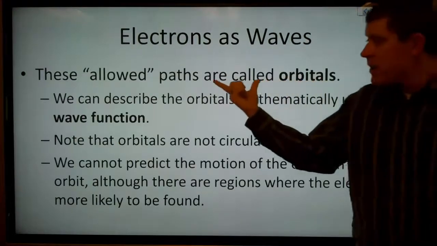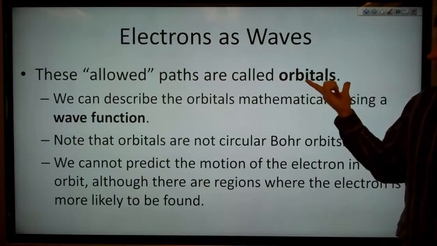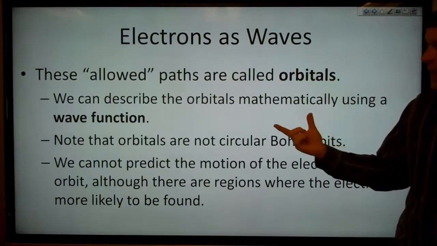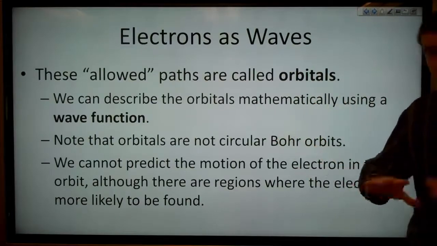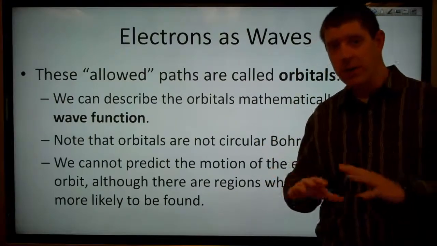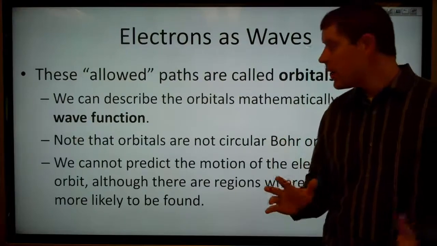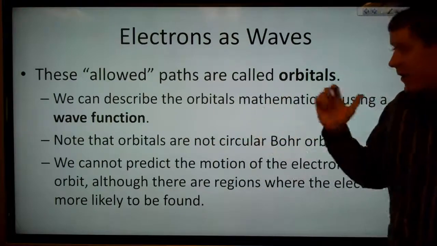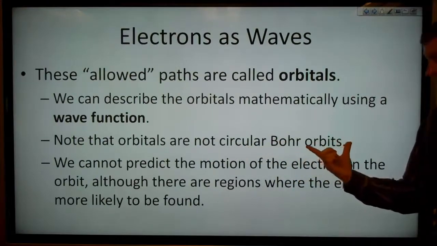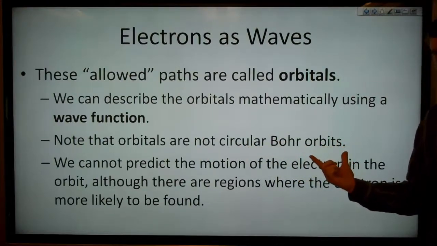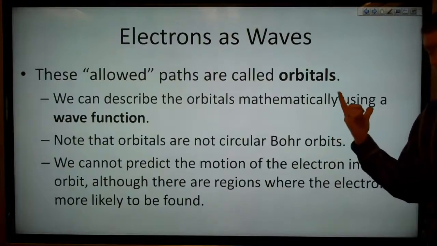So, these allowed paths are called orbitals, and we can describe these orbitals mathematically using a wave function. Now, I don't want to get into the mathematics of a wave function. It gets fairly complicated. If you want to get into that, then take physical chemistry. So note that orbitals are not circular Bohr orbits. Right? They don't have to be circular.